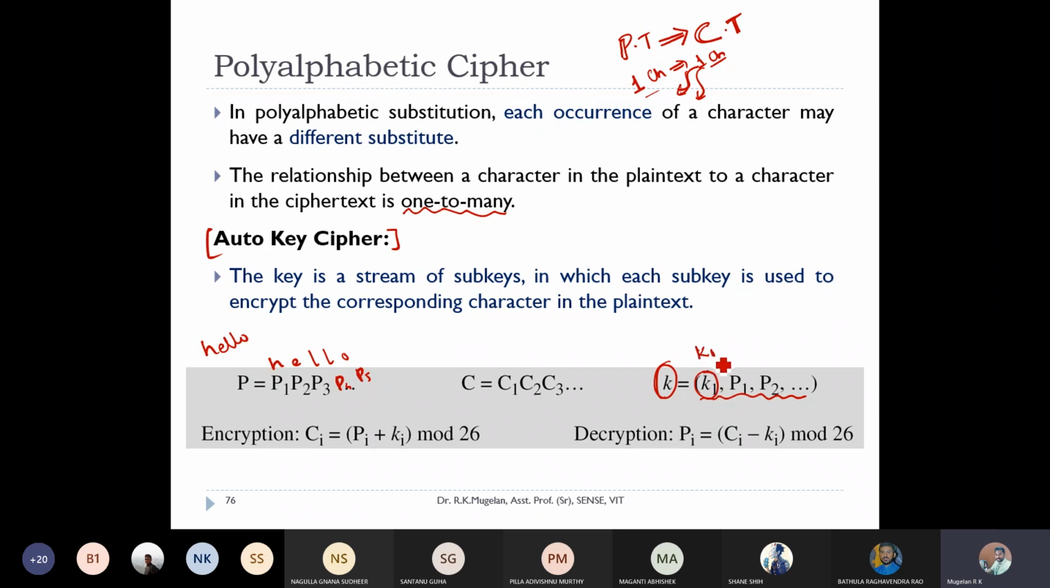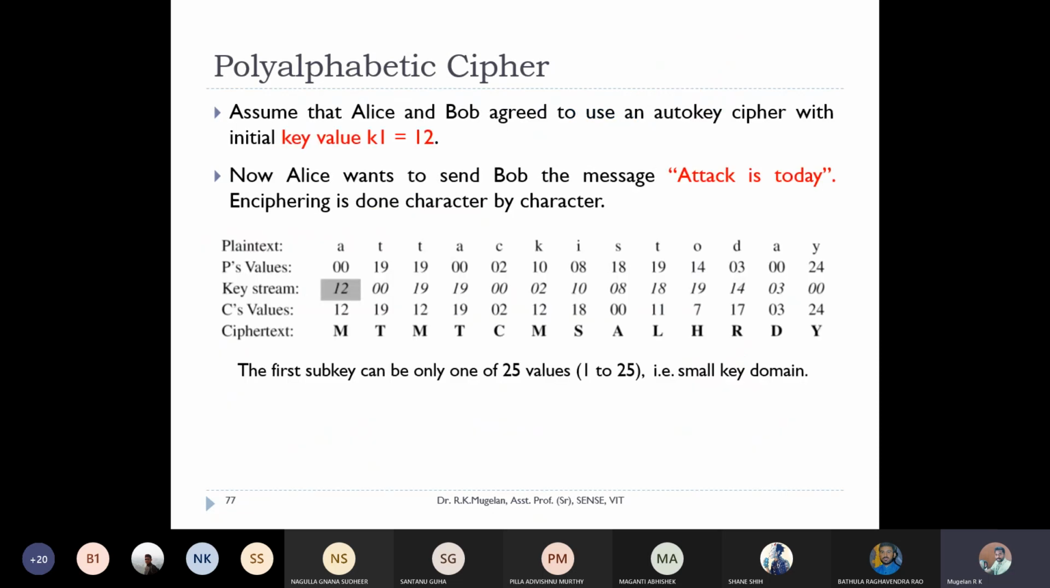K1 will be used to convert the plain text P1 into C1. And the second key, K2, is nothing but the P1 value itself. K2 will be used to convert P2 into C2, and it goes on. So if you want to write this encryption algorithm, I have a suffix i: Ci, Pi and Ki. For each and every ciphertext, I have a unique plain text which is encrypted using a unique key. But here, to create this stream of keys, they are making use of the plain text itself. We'll see an example so that you'll get a clear picture.